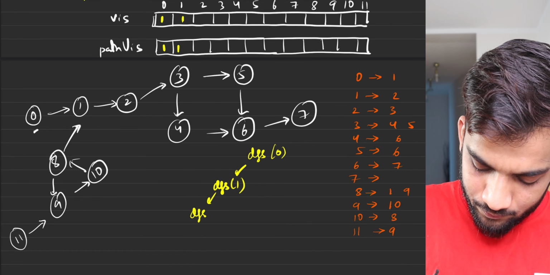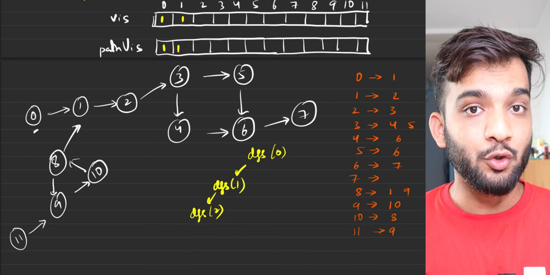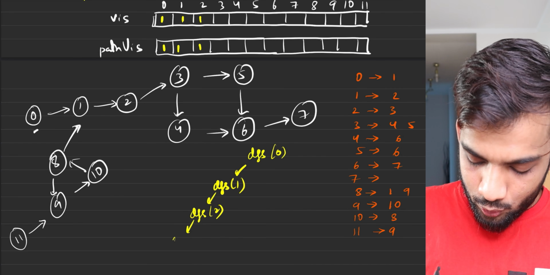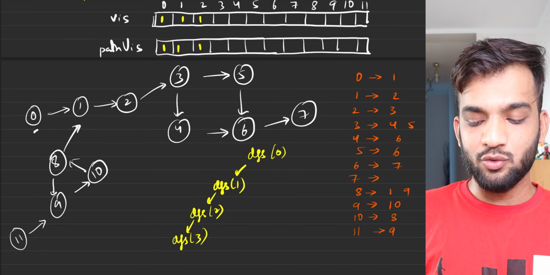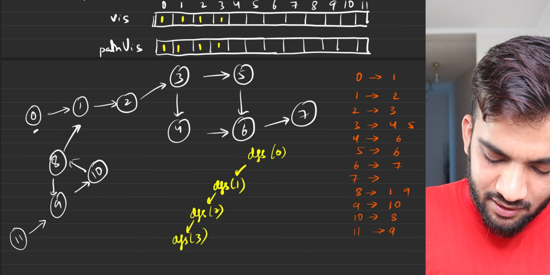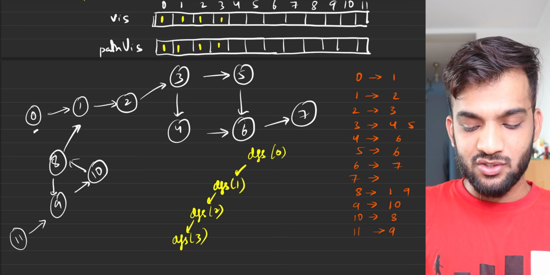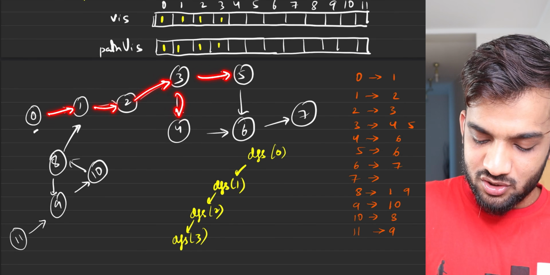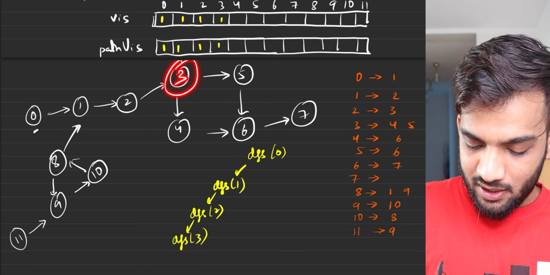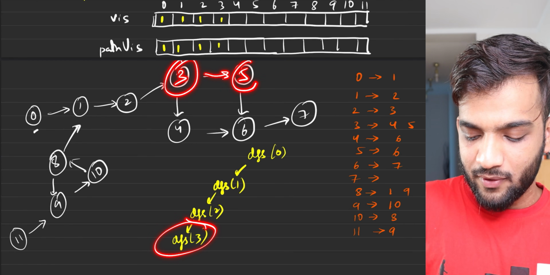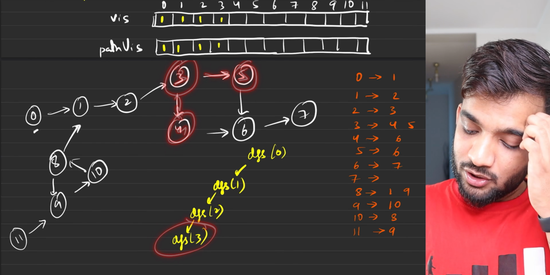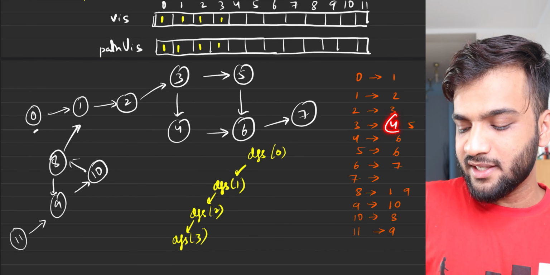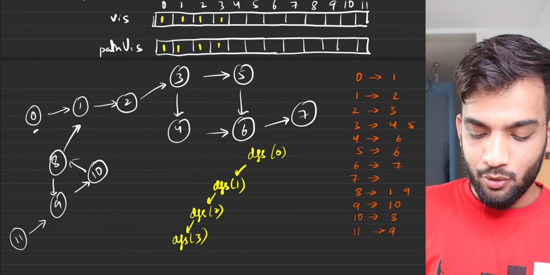1 will now go to 2, and when it goes to 2, it says visited and path visited. 2 will now go to 3. When it goes to 3, it again says visited and path visited. Remember this: it starts from here, goes here, goes here. Now from 3 it has two options. Either it can go to 5 or it can go to 4. So 3 checks who's the first in the adjacency list. The first it finds is 4, so it will go to 4.